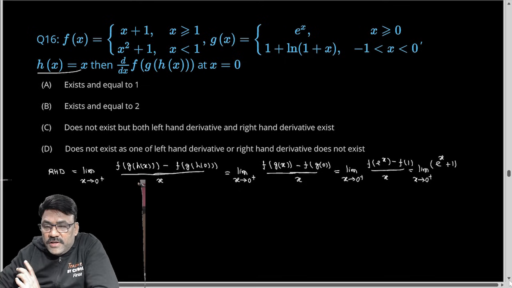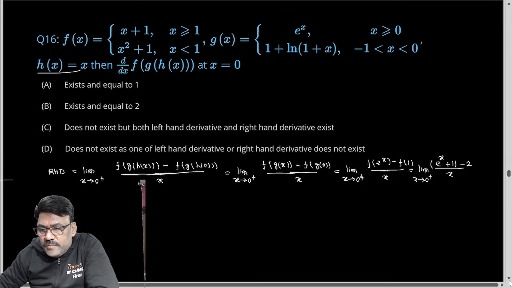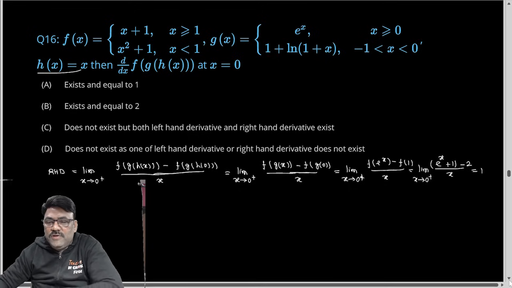See, for x approaching 0 plus, e raised to x is greater than 1. And for values greater than 1, f(x) is x plus 1. So then f of e raised to x is e raised to x plus 1. f(1) is what? f(1) you can see is 2, over x. Now you can see it is a standard formula, e raised to x minus 1 by x. So this limit is 1. So the right hand derivative is 1 here.